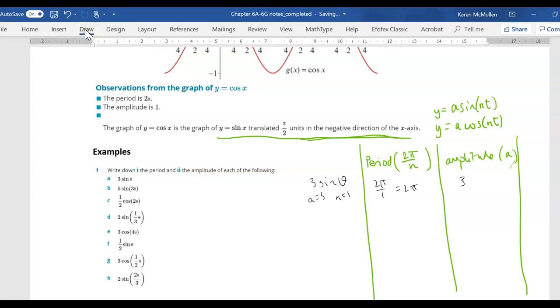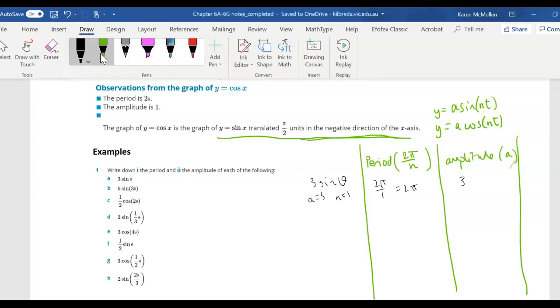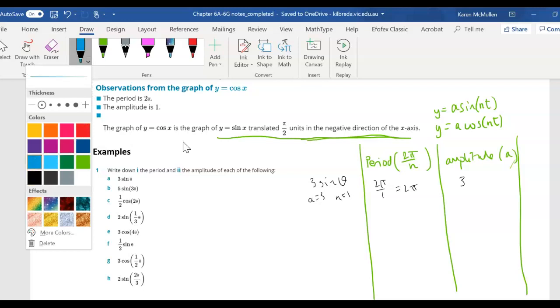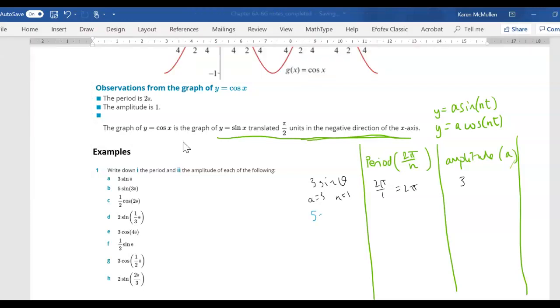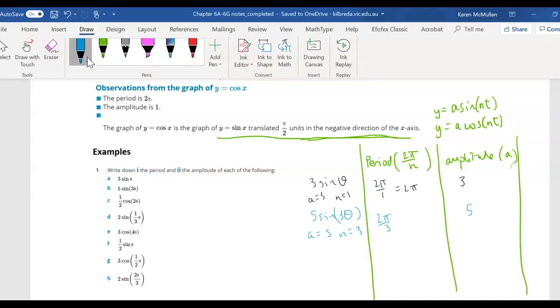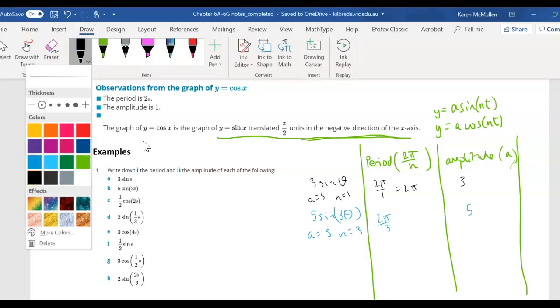I might do the next one in a different color just so we can differentiate between the two answers. The next one is 5 sine 3 theta. It's really weird how their thetas are so small. Your value of n here is 3, so we're going to have 2 pi on 3. That's your period, and your amplitude is just the coefficient of sine, which is 5. So A equals 5, n is equal to 3. Let's do the next one.